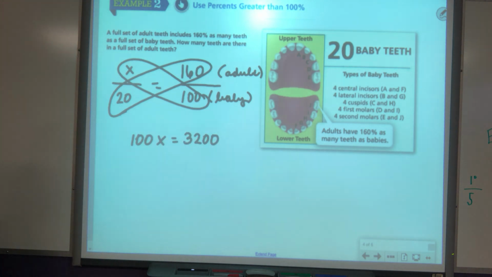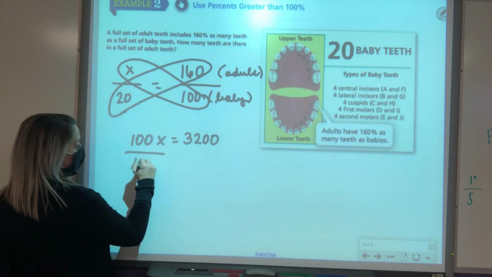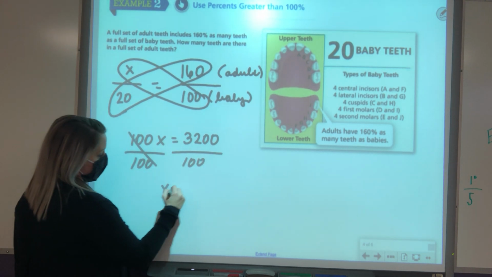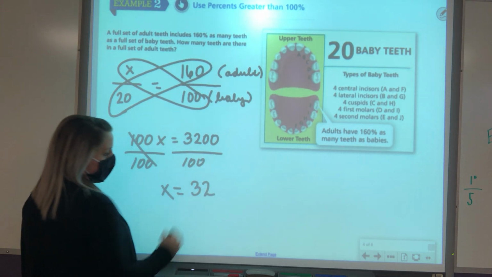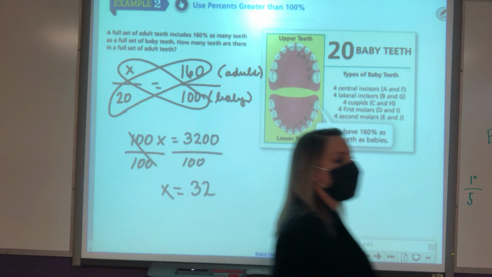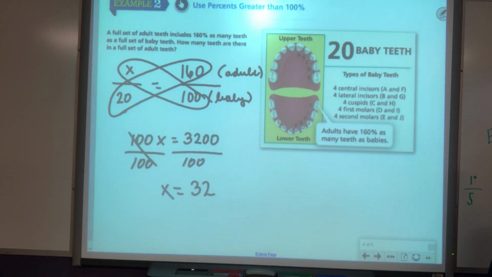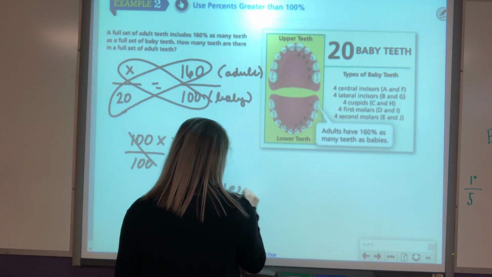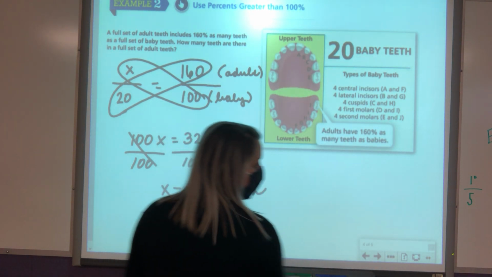Yes? Agree? So what does that mean? Adults have 32, yeah. So adults have 32 teeth.